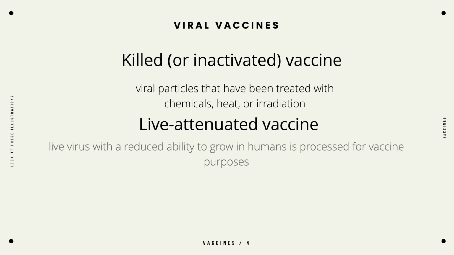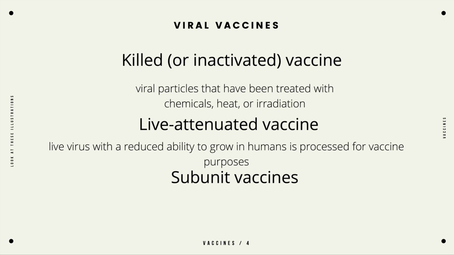This vaccine has a live virus with a reduced ability to grow in humans and is processed for vaccine purposes. These are more potent than killed vaccines because they more closely mimic a real infection. Most viral vaccines of that type, for example, measles, mumps, and the rubella vaccine, are examples of this live attenuated vaccine. Now, there's also another vaccine called the subunit vaccines.